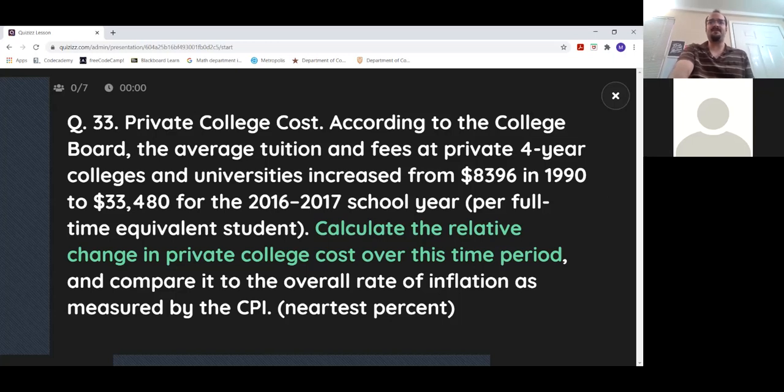So the first thing is we have these two costs. We want to figure out the relative change.